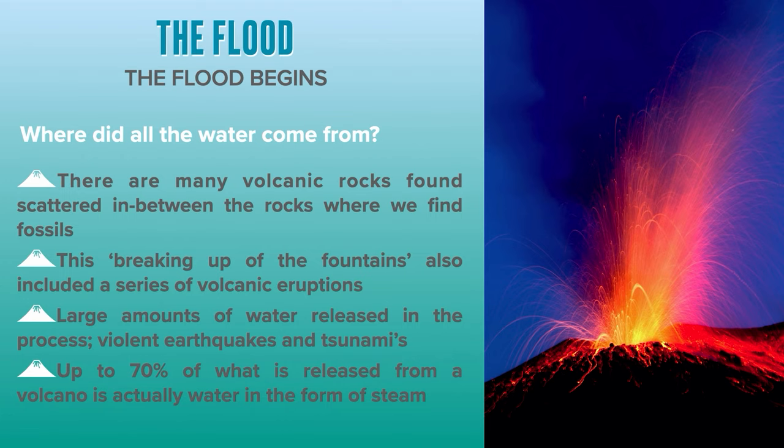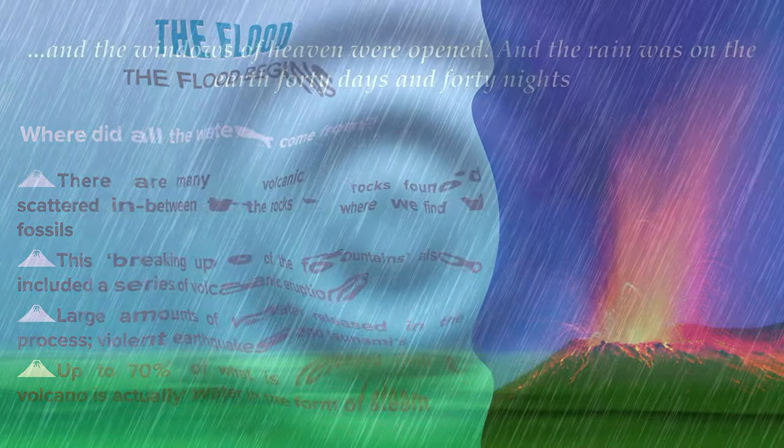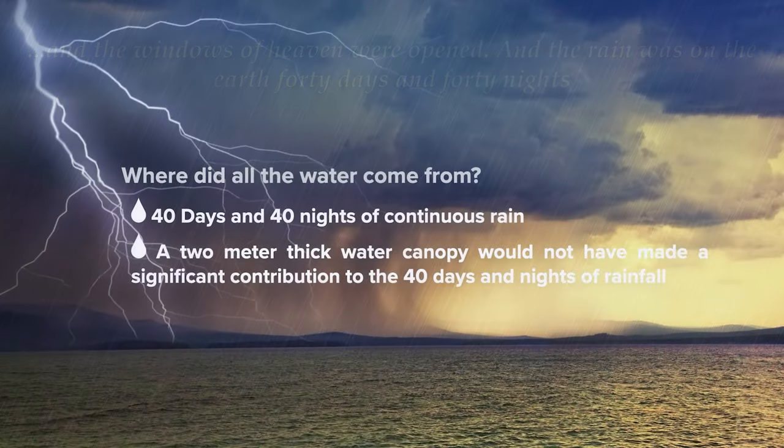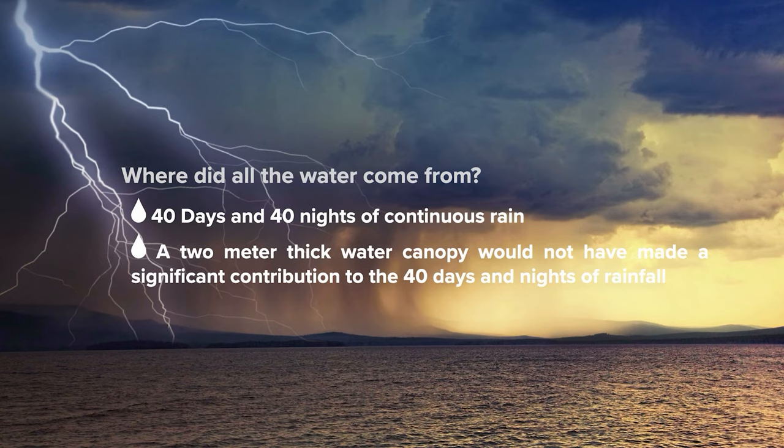Did you know that up to 70% of what is released from a volcano is actually water in the form of steam? And the windows of heaven were opened, and the rain was on the earth 40 days and 40 nights. It continued to rain non-stop for 40 days and 40 nights.